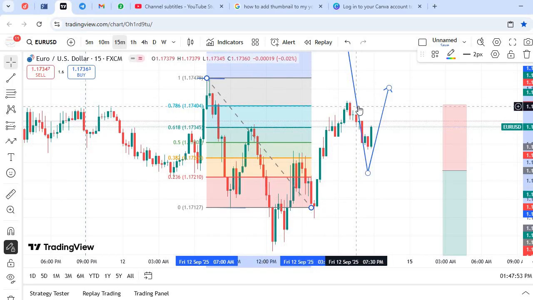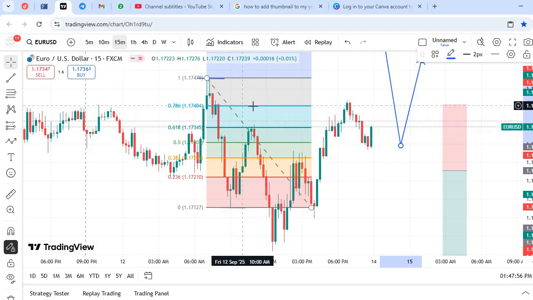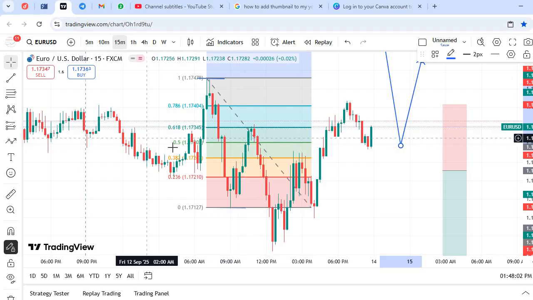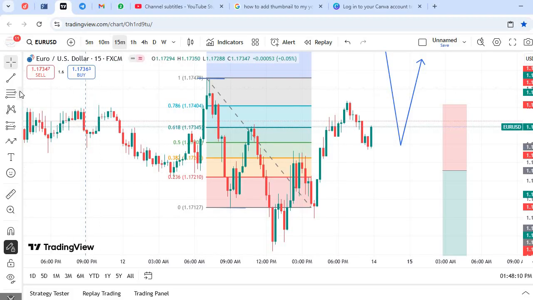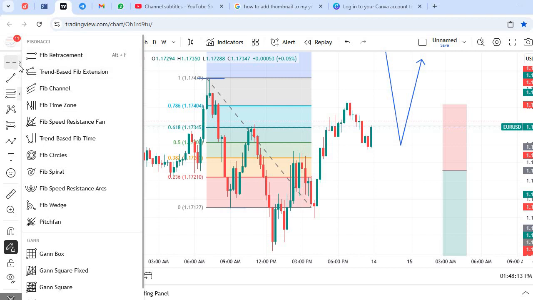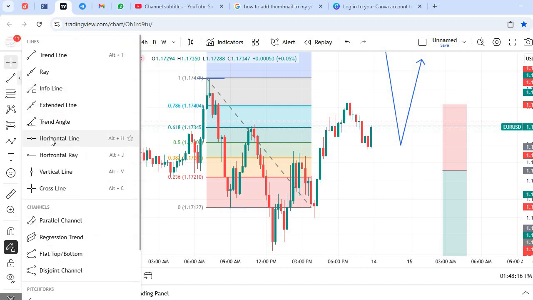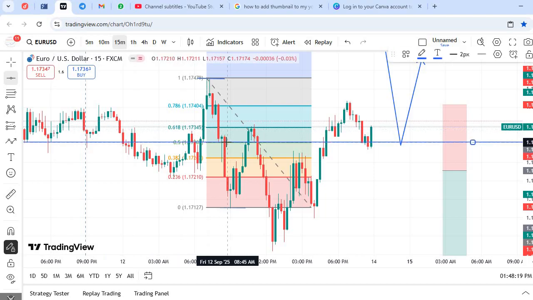Now the next thing you want to do, like I said, you look out for the discount zone. Since you are selling, the discount zone will be above, from 0.5 and above. So you locate your 0.5, and once you have located it, you come to your horizontal line, then you place it on your 0.5 to give you the middle point. From 0.5 below, that is the premium. You don't want to sell from there. But from 0.5 above, that is where you have the discount.